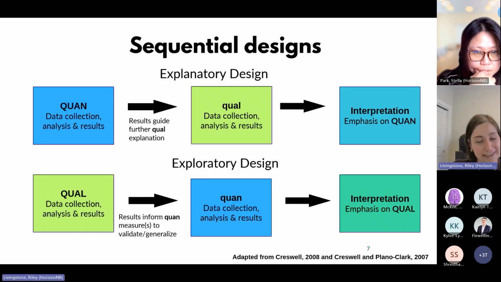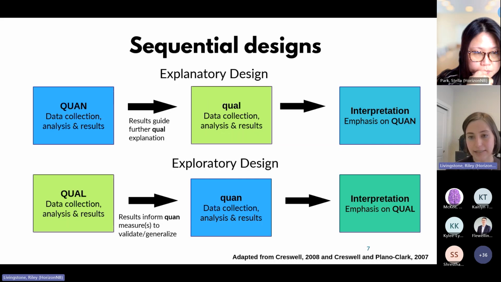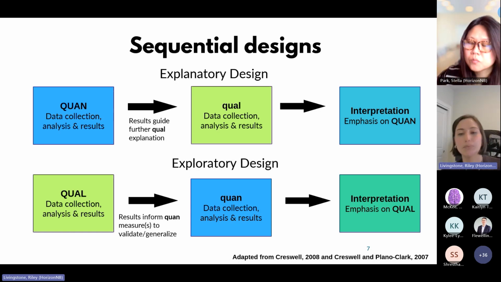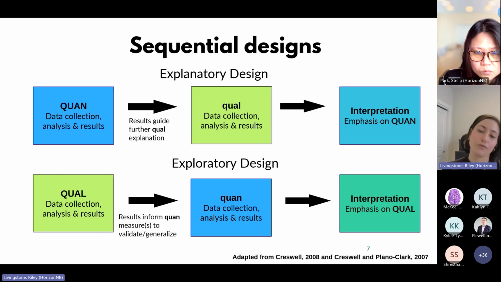There are also sequential designs. Like their name implies, sequential designs unfold in distinct phases where one type of data collection builds on the other. In an explanatory sequential design, you begin with quantitative data collection and analysis. The findings from this phase then guide a second phase of qualitative data collection to help interpret or clarify the results. In an exploratory sequential design, the order is reversed.